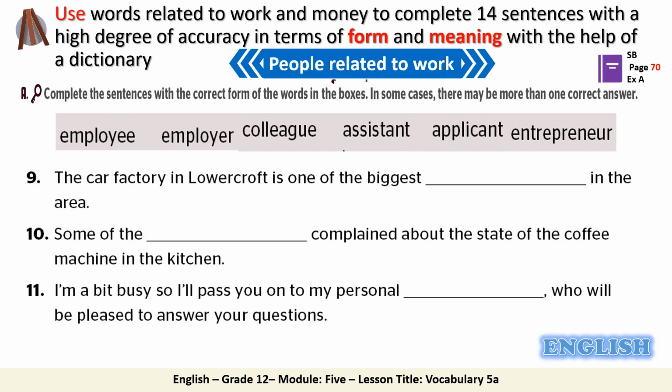What have you written for sentence 9? That's it, employers. And you notice that we have added the S of the plural to the noun. Then for sentence 10, which word best fits in the space? Great, employees. And here also the S of the plural is added to the noun. Sentence 11 takes which word? That's it, assistant.